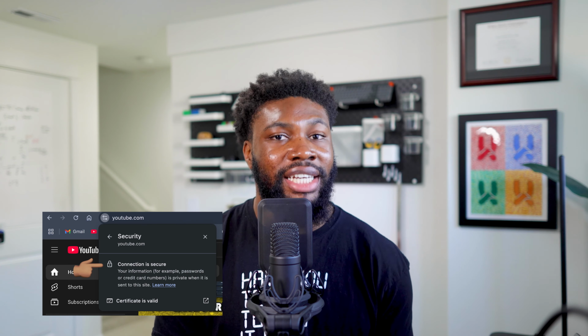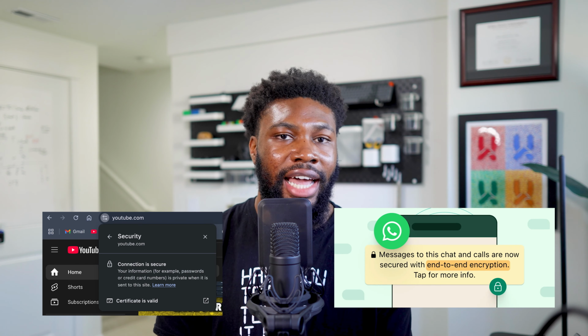Well, the next time you see that little padlock on your browser or send an encrypted message on WhatsApp or similar apps, take a moment to appreciate the complex value of math and technology working tirelessly to keep your data safe.